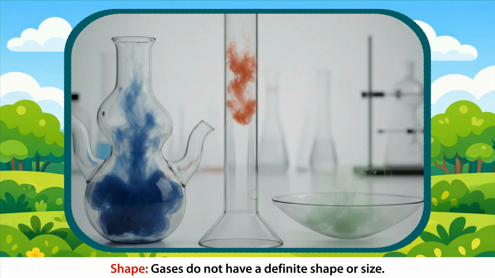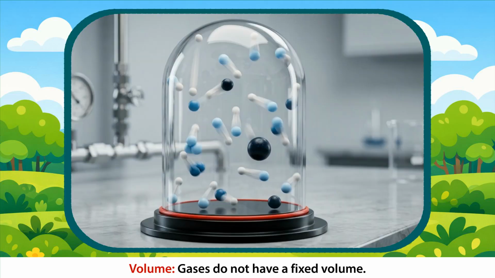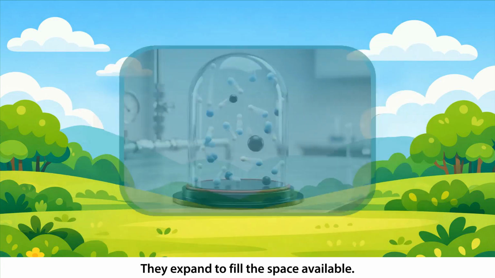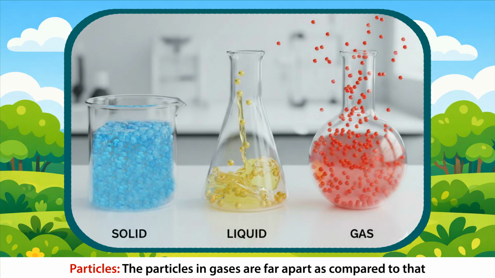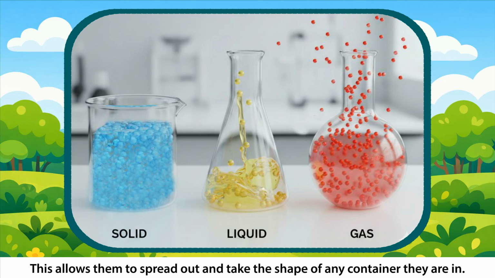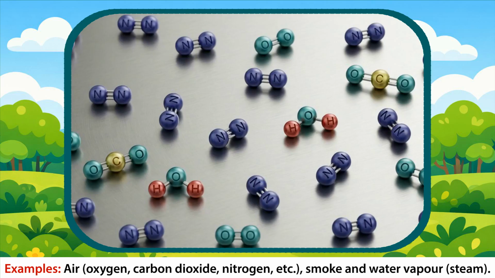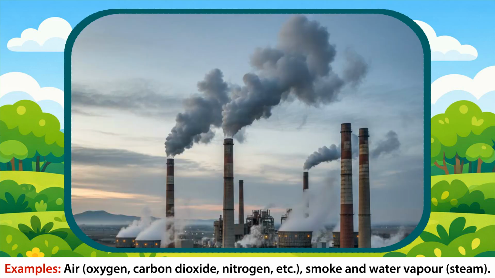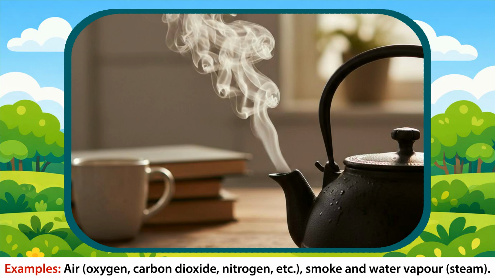Gases. Shape. Gases do not have a definite shape or size. They spread out to fill the container in which they are kept. Volume. Gases do not have a fixed volume. They expand to fill the space available. Particles. The particles in gases are far apart as compared to that in solids and liquids and move freely. This allows them to spread out and take the shape of any container they are in. Examples: air, oxygen, carbon dioxide, nitrogen, etc. Smoke and water vapor, steam.